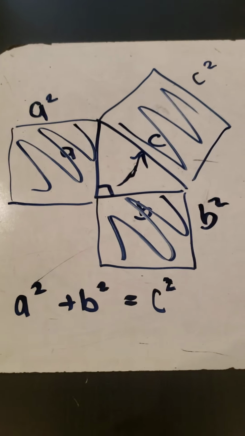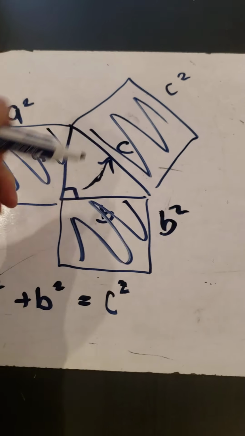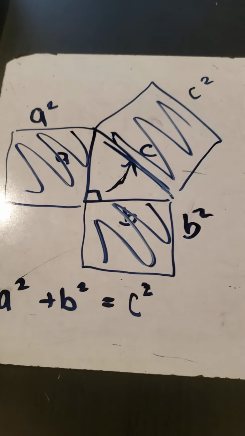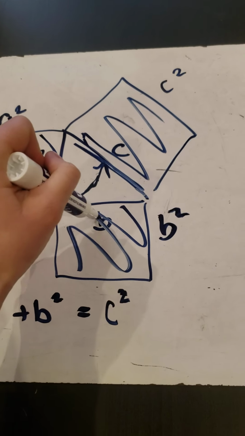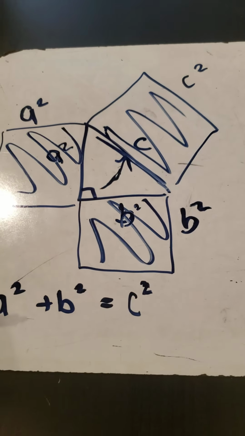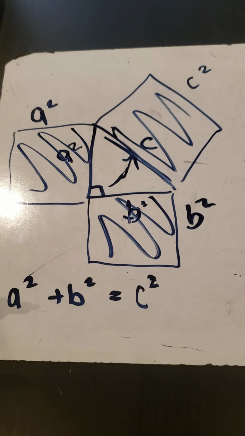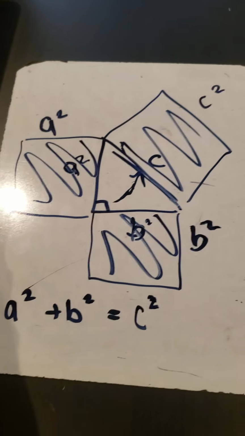So again, Pythagorean theorem says we can find the length of the hypotenuse of a right triangle by squaring the side lengths of the other two sides of the triangle and adding them together. So I'm going to walk through an example with actual numbers now. Give me a second to erase this.